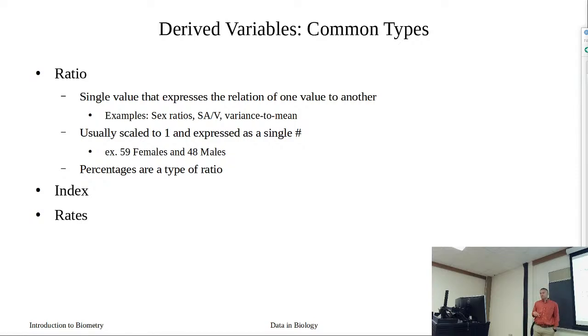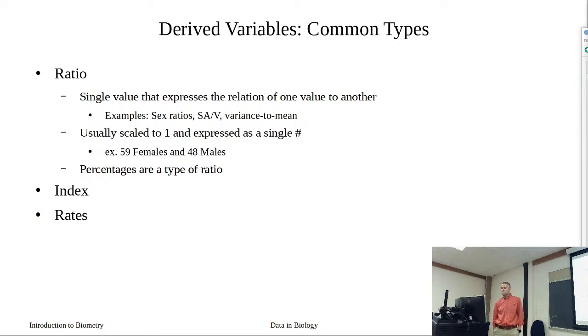The most common ones that we do: surface area to volume ratio, we mentioned that. Sex ratios is another one. Or we'll hear about variance to mean ratio. The variance of some measure compared to the mean of that measure gives us some indication of spatial patterns and temporal patterns.